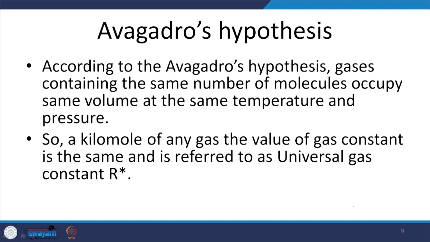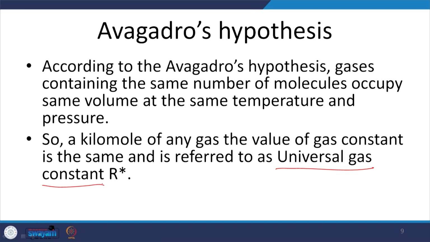Then, for a kilomole of any gas, the value of the gas constant is the same, and this gas constant is referred to as the universal gas constant. Previously we defined R for 1 kg of a particular specific type of gas. Now, we have deviated away from 1 kg. If you take lighter atoms, 1 kg needs more atoms to be present. If you take heavier atoms or a heavier molecule, it is natural that you will require fewer molecules to account for 1 kg.